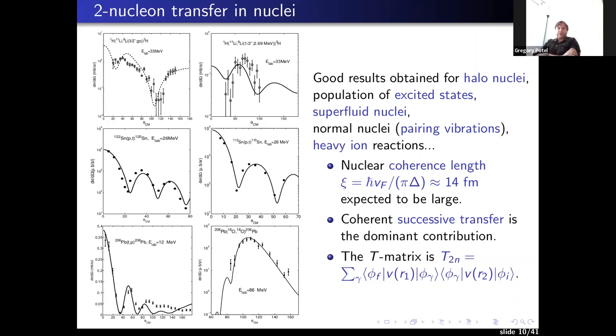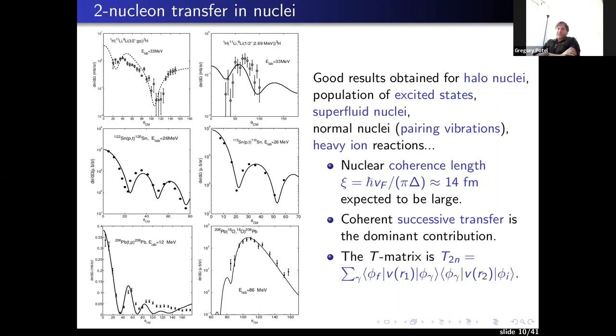So the BCS theory, in other words, applied to nuclei. Let me also say here quickly that an interesting thing about this kind of transfer processes, and something that I also want to stress, is that the nuclear coherence length of Cooper pairs can be estimated to be very large. I'm using here the same simple formula, based on very simple physical arguments, that I used in the metals to estimate the coherence length, right? And you can see that it's of the order of 14 Fermi. 14 Fermi is large for a nucleus.